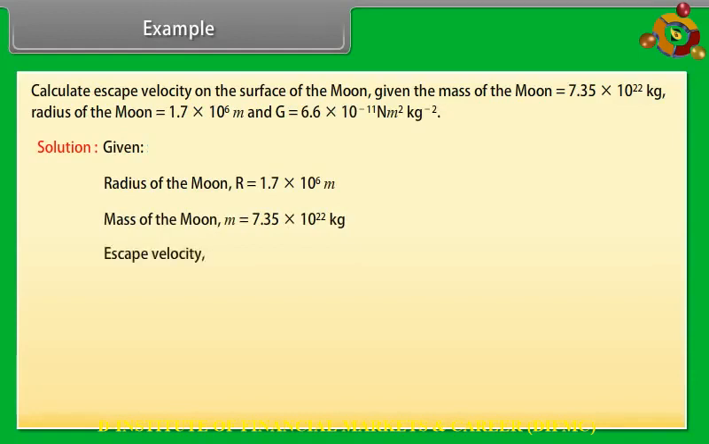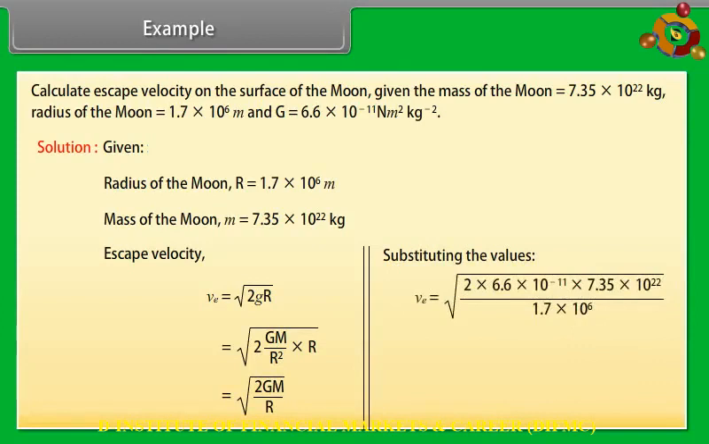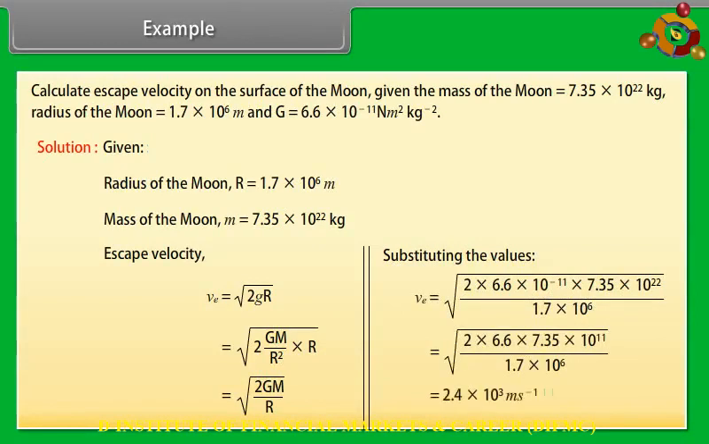Escape velocity is equal to under root 2gR. By putting the value of g, we get escape velocity is equal to under root 2GM upon R. By substituting the values, we get escape velocity is equal to 2.4 into 10 to the power 3 meter per second.